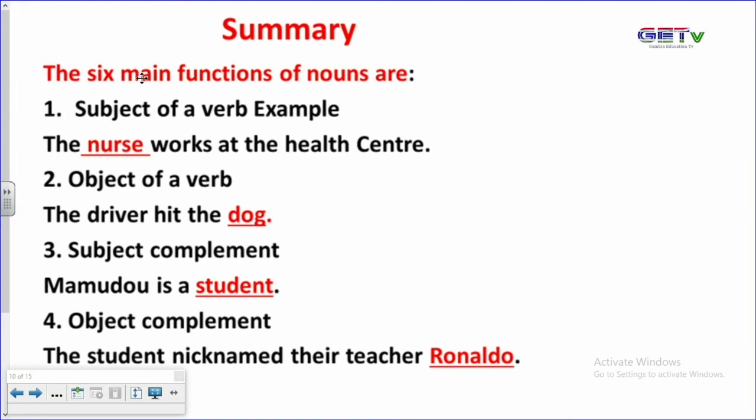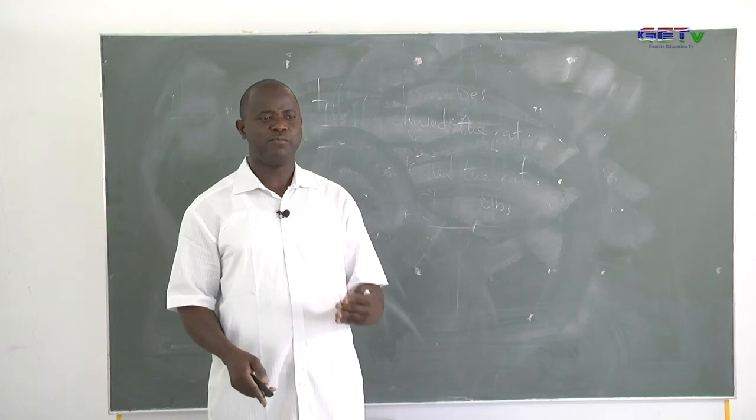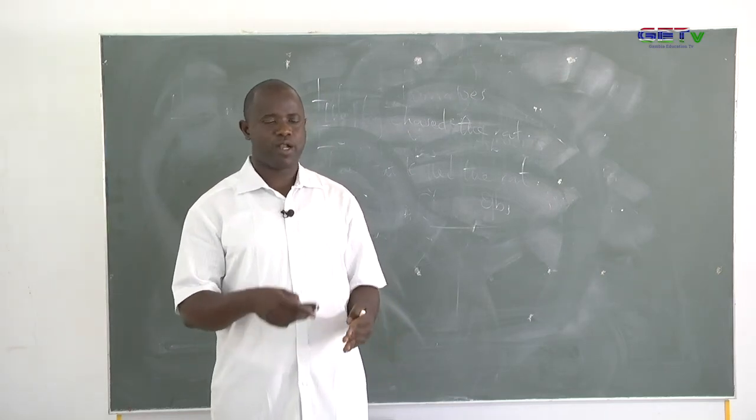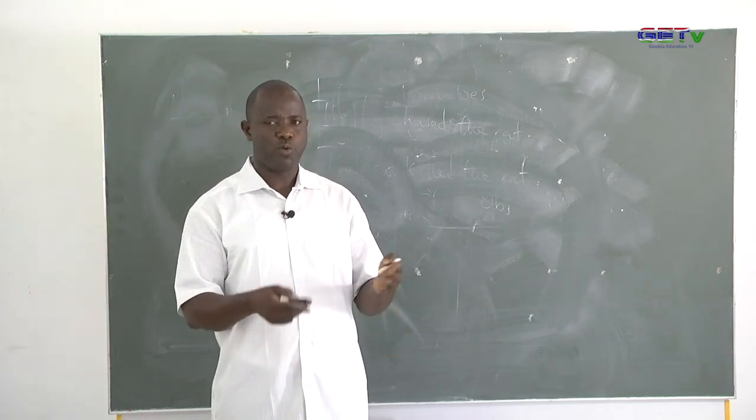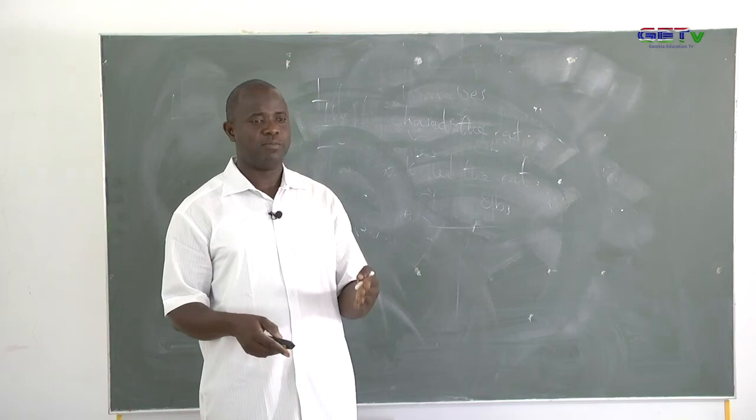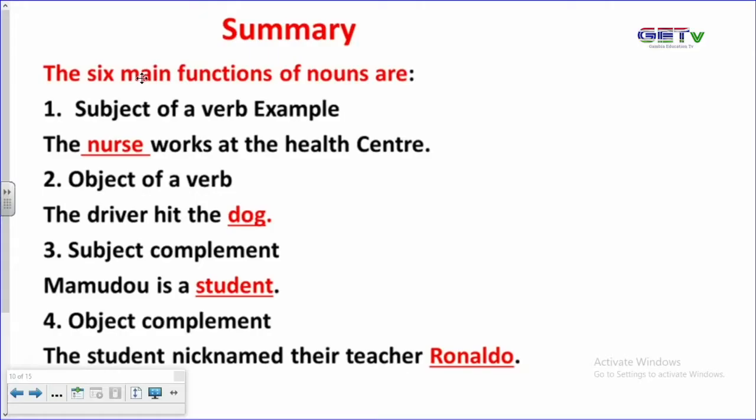So we look at the other one, subject complement. We say a noun functions as subject complement when it completes either the verb or the subject. We say Momodu is a student. Our sentence will not be completed if we say Momodu is and we keep quiet. But when we say Momodu is a student, then we have a complete sentence with better understanding. If we should say Momodu is and we keep quiet, we wouldn't understand who Momodu is.